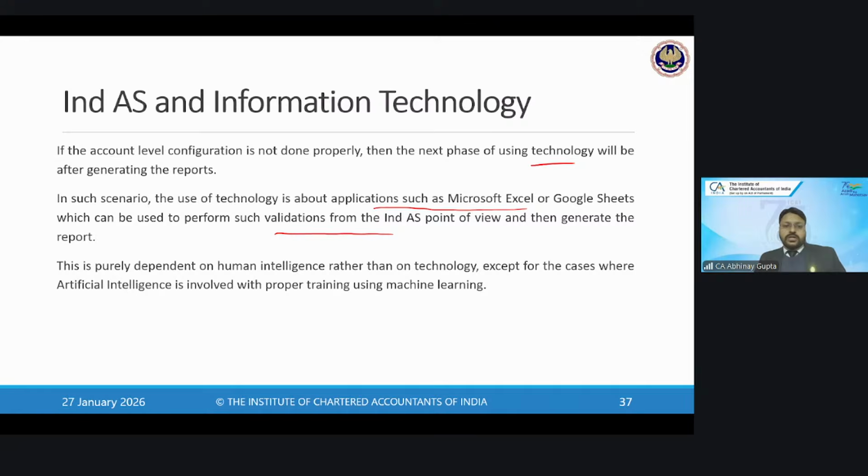Ind AS implementation, although it cannot be completely managed by the system or ERP or the AI, can certainly be facilitated to a certain extent, where we will be able to save a lot of our time doing the basic stuff and focus more on the technical stuff, right? So that's what the system or technology can help us with in implementing Ind AS in our organization, and if already implemented, to continue to do the accounting under Ind AS for us.